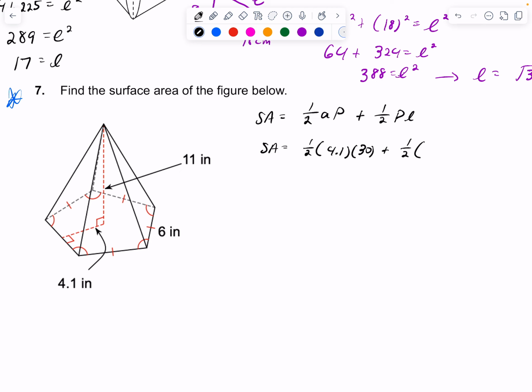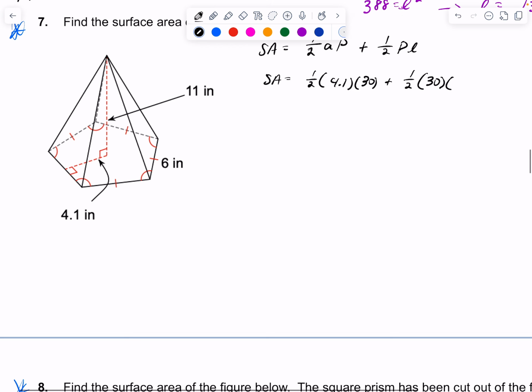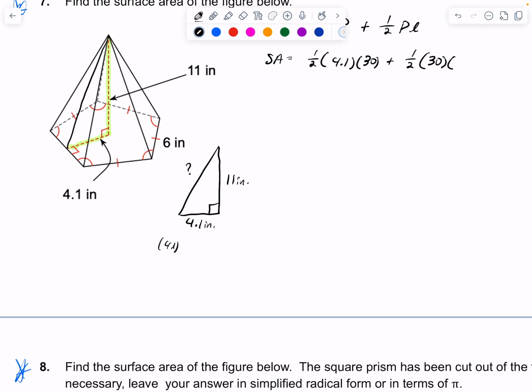Plus 1/2 times, we know the perimeter of the base is 30 again. And then we just don't know the slant height. So I'm going to go ahead and use this triangle that they've kind of shaded for us. I'll highlight it for you right there. We need to find this slant height right there. So I'm going to draw that right triangle. This is 11 inches. This one is 4.1 inches. So I'm trying to find that slant height. So 4.1 squared plus 11 squared equals my slant height squared.